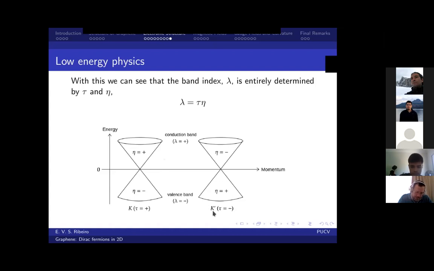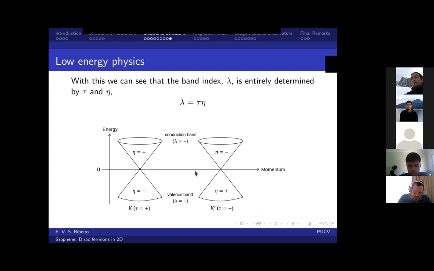In the K prime valley, on the other hand, since we have a different sign, we have the inverse situation here. The electrons in the K prime valley in the conduction band will have negative helicity, and the electrons in the valence band will have positive helicity. So this is important because basically we are restricting the states the quasi-particles may have in each valley.